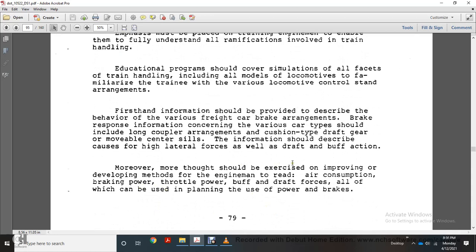More thought should be exercised in improving and developing methods for the engine man to evaluate air consumption, brake power, throttle power, and buff and draft forces, all of which can be used for the planning of the use of the power and brakes.